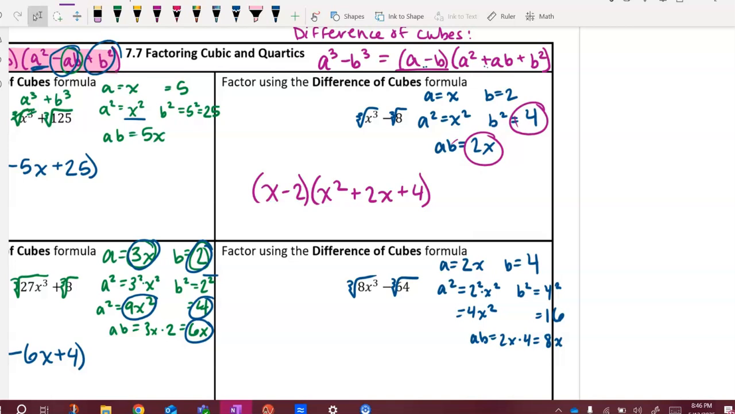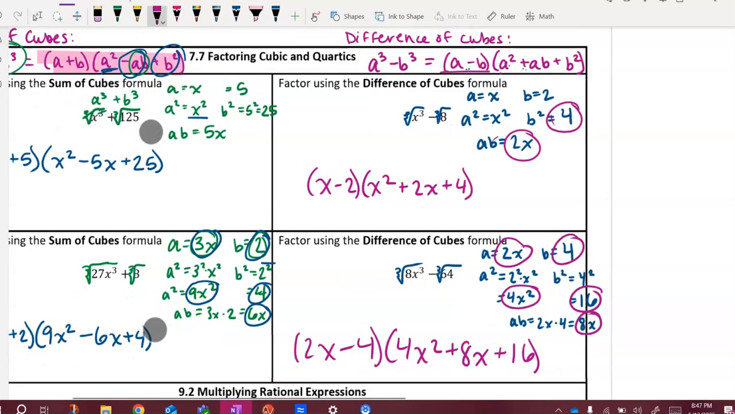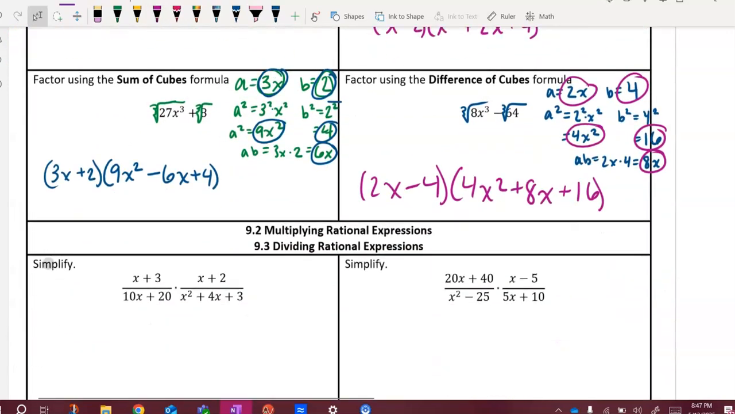A minus b. So we're starting with a, 2x, minus b, times a squared, which is 4x squared, plus ab, 8x, plus b squared, 16. There we go. Easy enough.